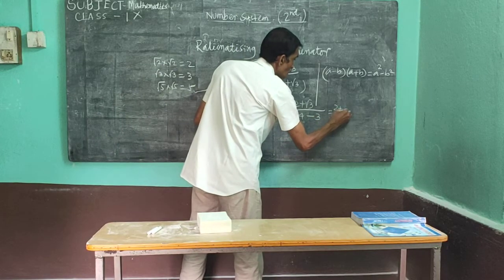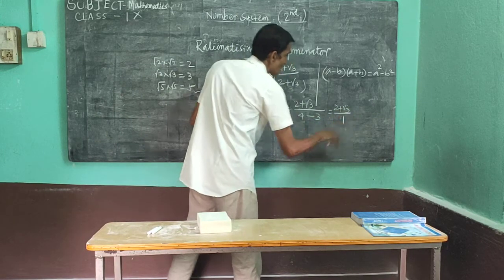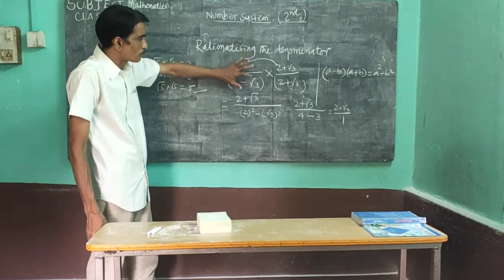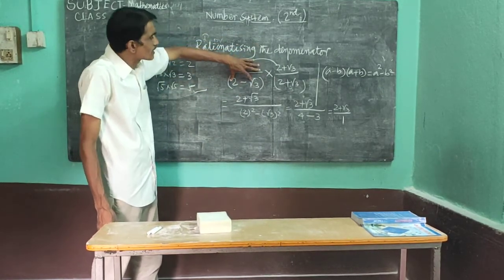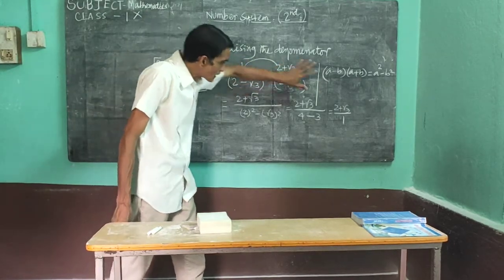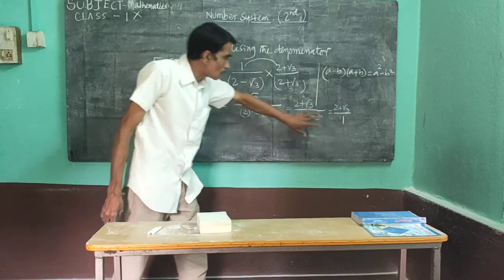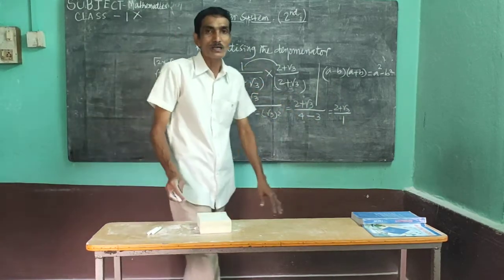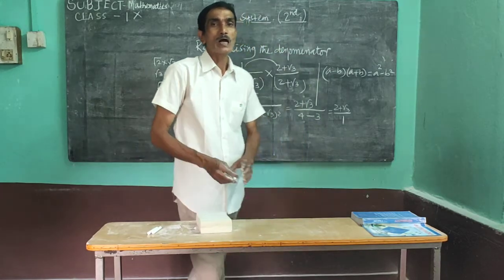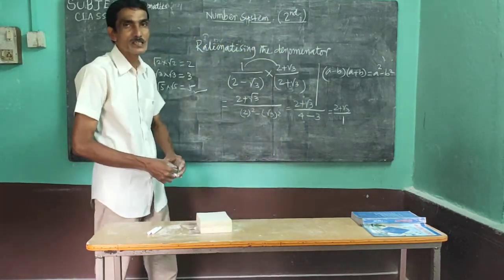So 2 plus root 3 by 1. Now see here, the denominator previously was an irrational number. Now that irrational number I converted into a rational number without changing its value. That is the most important part, how you should rationalize the denominator.